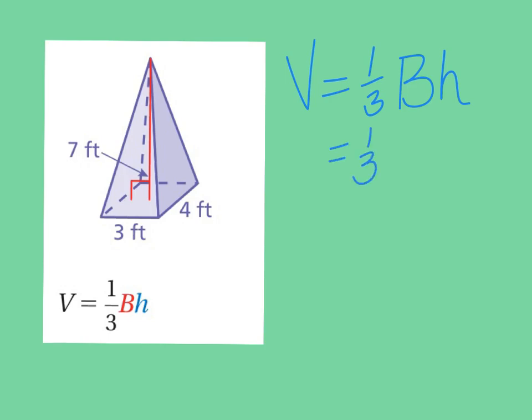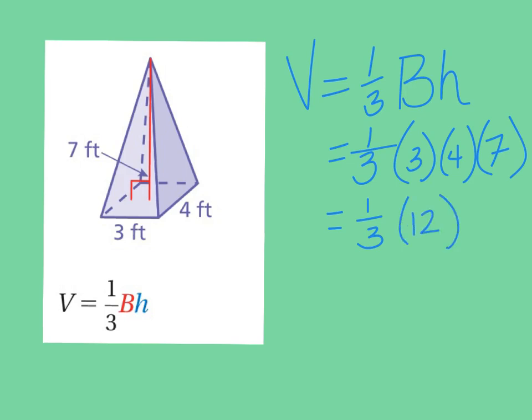So in this case, I'm going to take that 1/3. I'm going to do the area of the base, which would be 3 times 4. And then I'm going to multiply it by the height, which is 7. Remember, the commutative property of multiplication tells you that you can multiply in any order. I'm going to leave the 1/3 for right now because I don't want to take 1/3 of 3. I'm going to multiply the 3 times 4 to get 12. And I have 12 times 7.